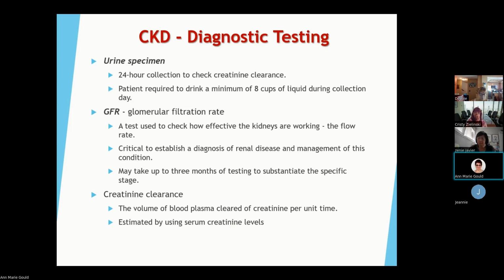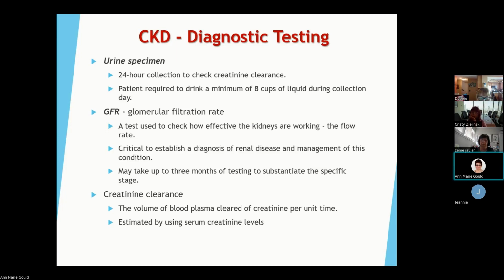Your GFR, of course, your glomerular filtration rate. It's a test used to check how effective the kidneys are working, the flow rate. That's what gives us what the filtration rate is, all right? This is critical to establish a diagnosis of renal disease and management of the CKD condition. Like I said, it may take up to 3 months of testing to substantiate that specific stage.